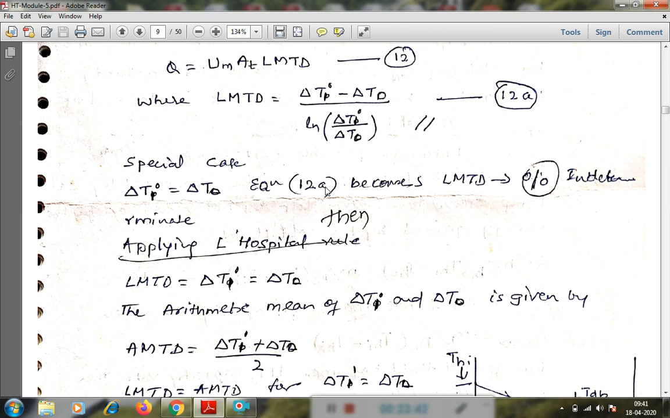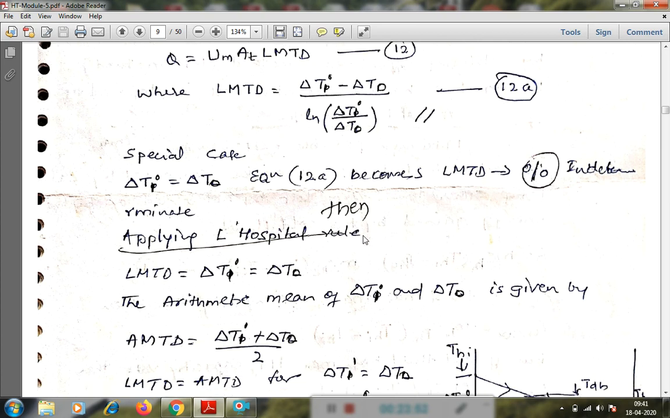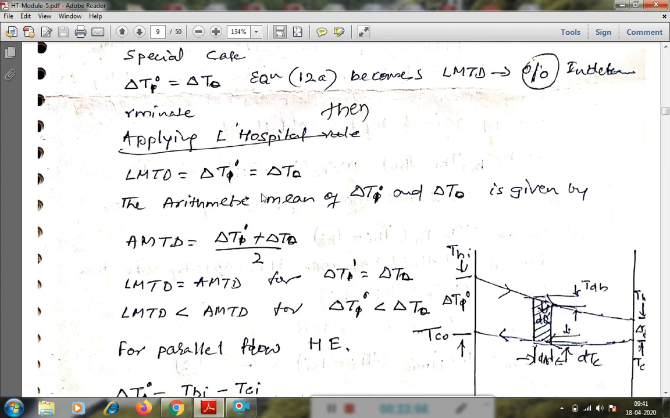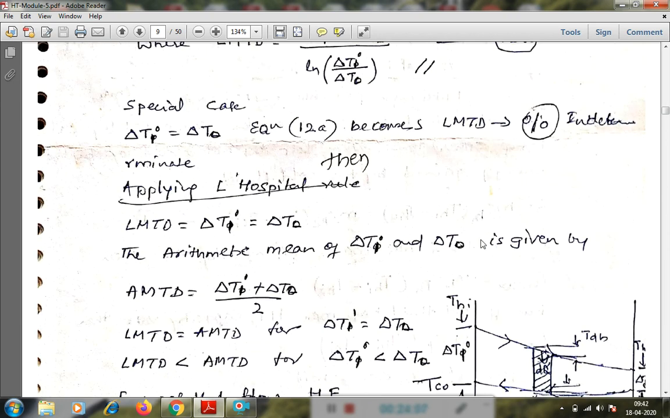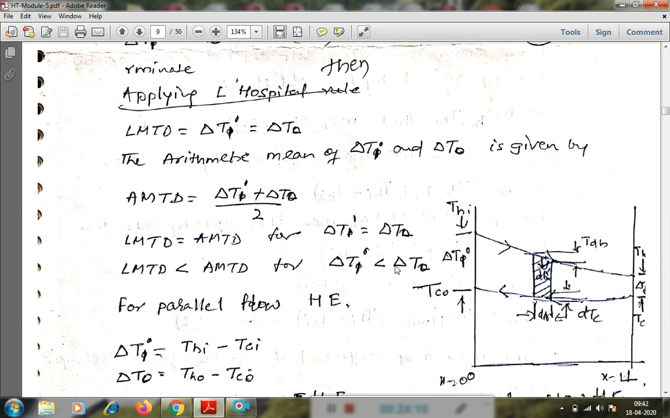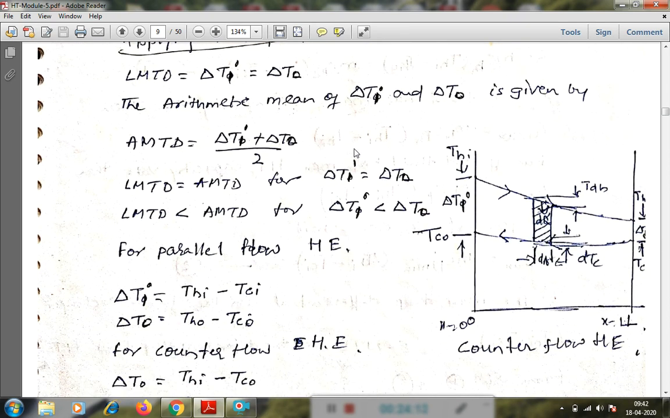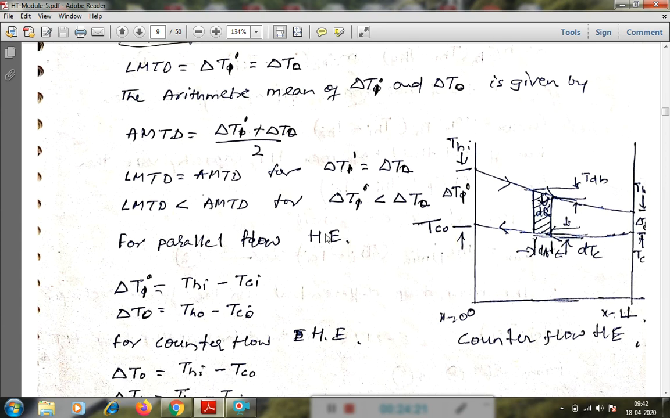In the special case when delta Ti is equal to delta T naught, the LMTD becomes indeterminate, 0 by 0. Applying L'Hospital's rule, we get LMTD equal to delta Ti, which is equal to delta T naught. It is very important that any one of delta Ti or delta T naught can be taken as the LMTD. Then we also get the arithmetic mean temperature difference, and in the mean temperature difference method, either LMTD or AMTD can be substituted.